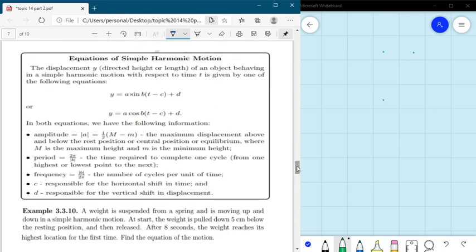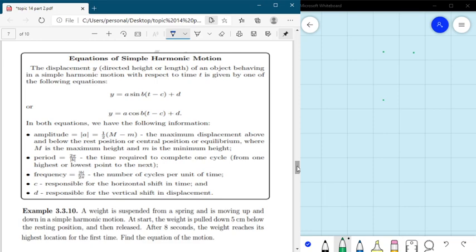So we have equations of simple harmonic motions. The displacement of y, directed height or length of an object behaving in a simple harmonic motion with respect to time t is given by one of the following equations. y equals a sine b of t minus c plus d, or y equals a cosine b of t minus c plus d. In both equations, we have the following information.